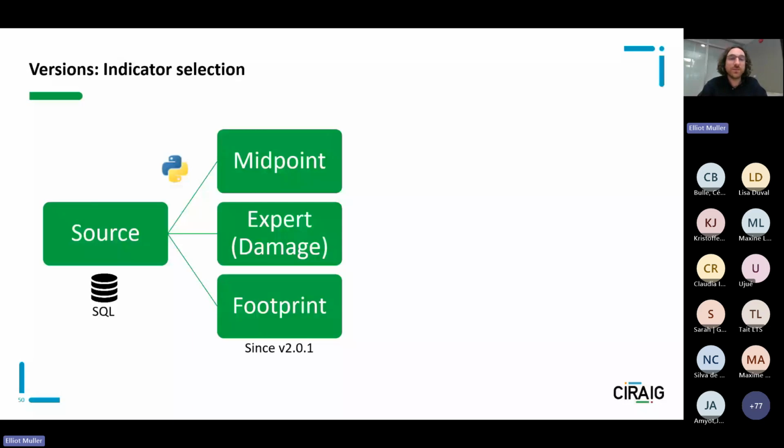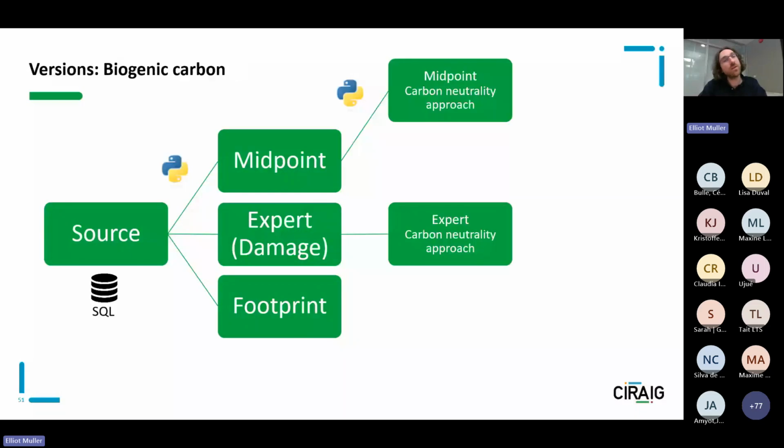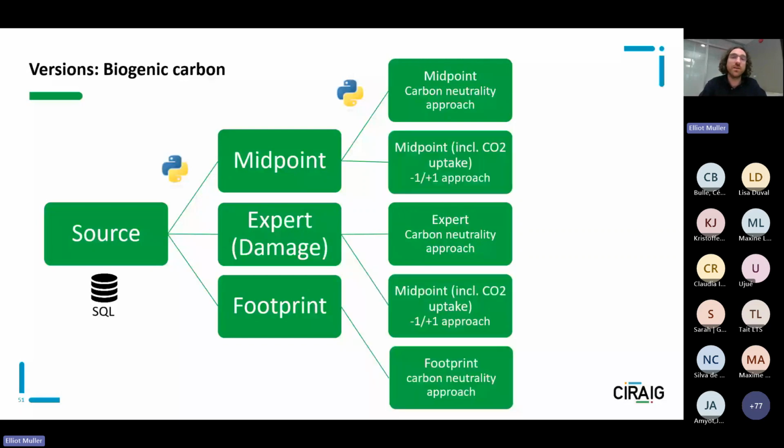Historically, the midpoint and expert versions were provided using the carbon neutrality approach for biogenic carbon. But since the version 2.1, we also developed versions that are using the -1 and +1 approach, that we call in those frameworks the climate change including CO2 uptake indicators. Once again, it's to allow for different levels of interpretation for the LCA practitioners. For the footprint version, we decided to only use the carbon neutrality approach, once again, to simplify the interpretation.